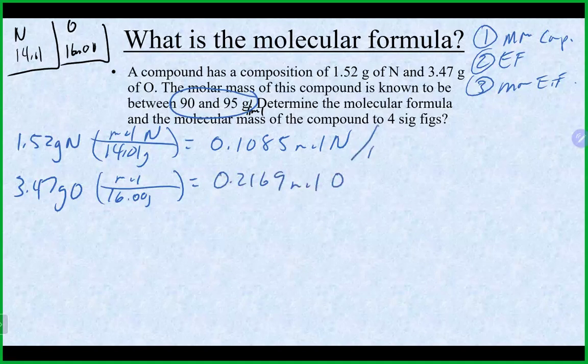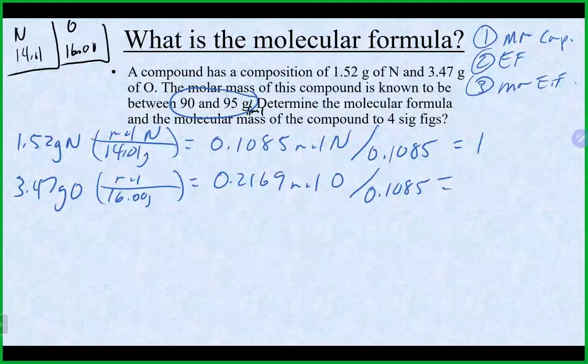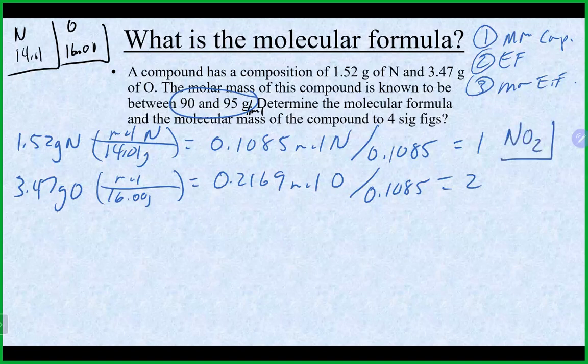Here we're going to divide by the smallest, which does look like it is the nitrogen in this case. And give us a 1 there, and it should be about a 2, I believe. About 1.99 or so, which rounds to about a 2. That's going to give us an empirical formula here of NO2. Any questions up to that point?